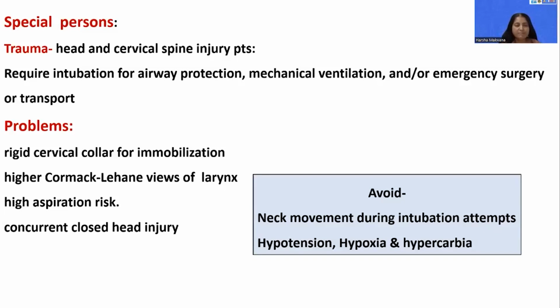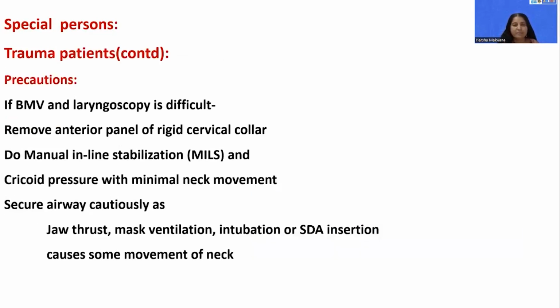So the problem is the rigid cervical collar. It does not allow us to manipulate the head and neck. Second, their Cormack and Lehane view of the larynx will also be disturbed and we cannot easily identify it. Also, they are at high risk of aspiration, and concurrent closed head injury worsens the condition very fast. So we have to avoid neck movement during intubation attempts, and also avoid hypotension, hypoxia, and hypercarbia to prevent secondary brain injury.